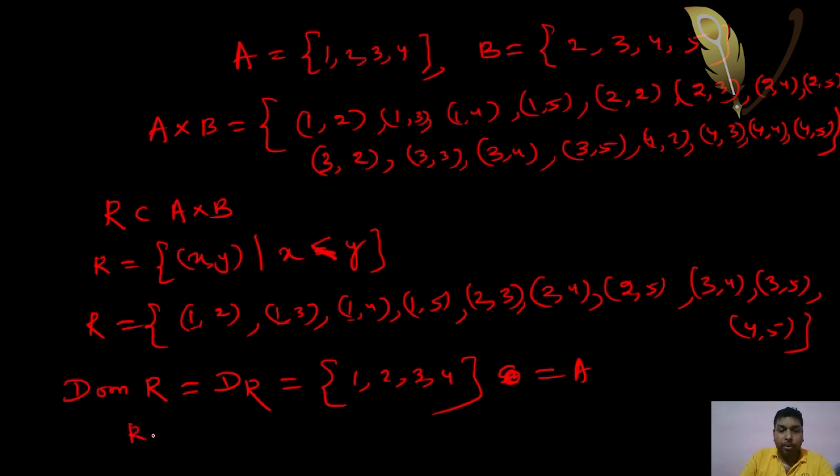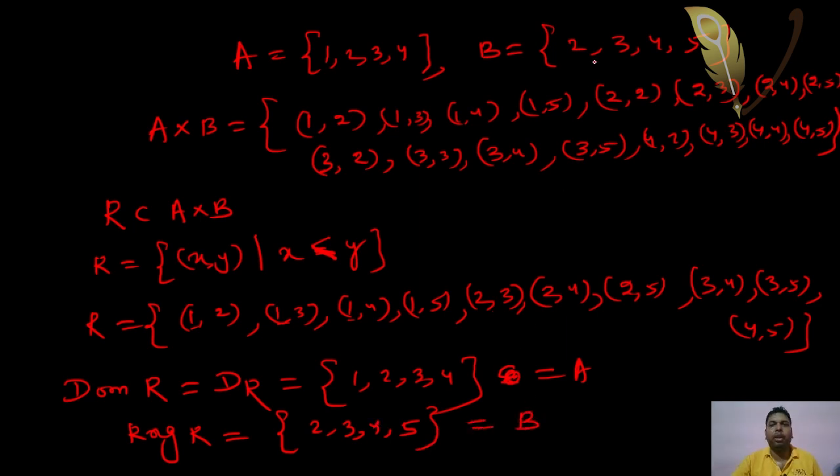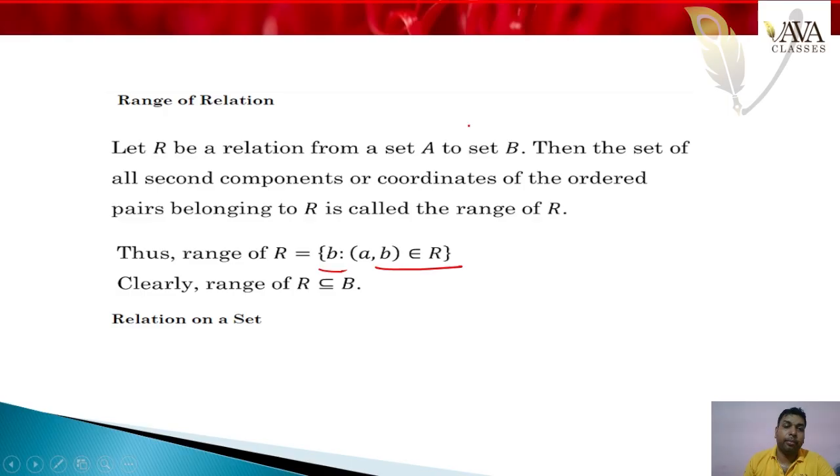What is the range of R? Written as Rng of R, it equals the set of all second components. What are the second components? 2, 3, 4, 5. This time the range equals B. But the range is always a subset of B. It may be a proper subset, it may be an improper subset. Domain and range are always subsets of A and B. Here the domain is an improper subset of A, and here the range is an improper subset of B. So this is all about domain and range.